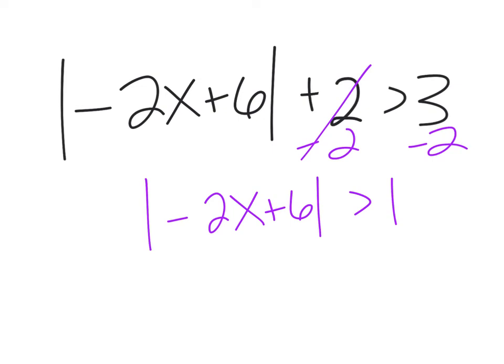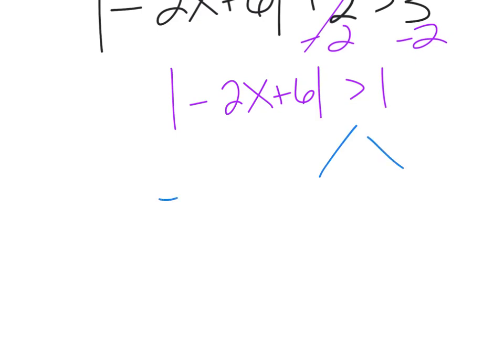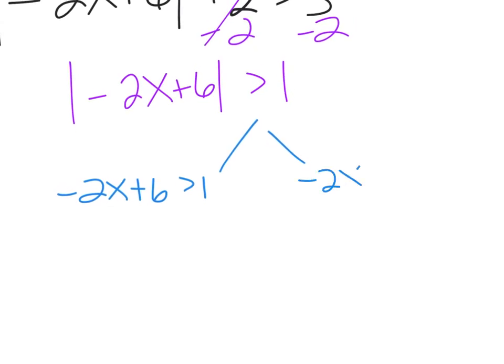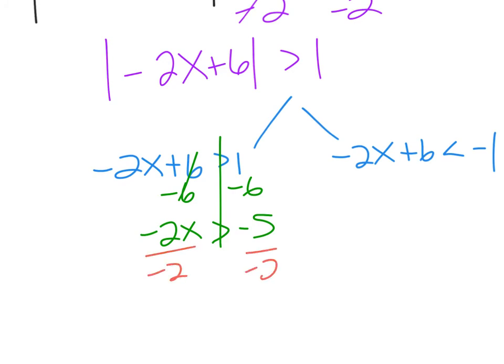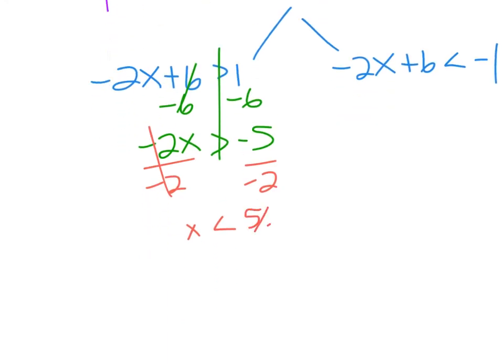Okay, so I'm going to split it. 2x plus 6 is greater than 1. Negative 2x plus 6 is less than negative 1. I would subtract 6. Negative 2x is greater than, that's negative 5. And then we divide by negative 2, and I'm dividing by a negative. That means I have to flip my inequality symbol around. And negative divided by negative is positive. If you want to write it as a fraction, you can, or as a decimal it is 2.5.